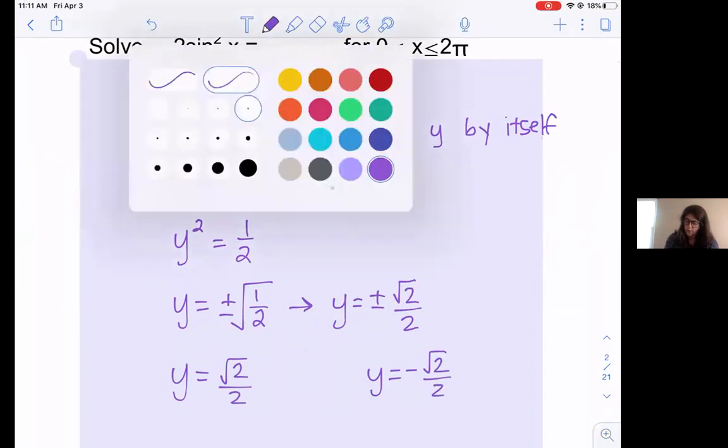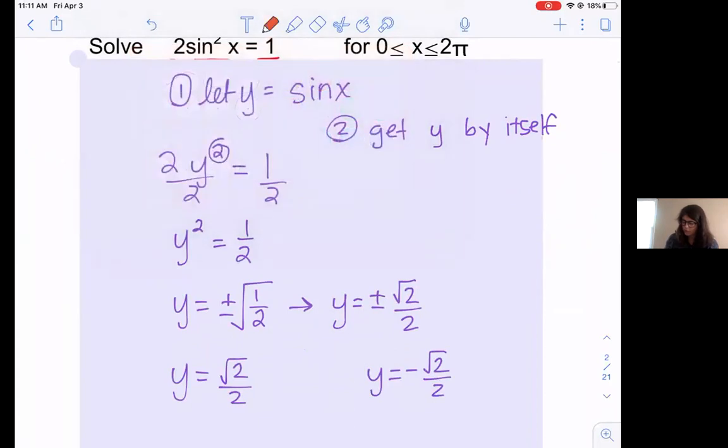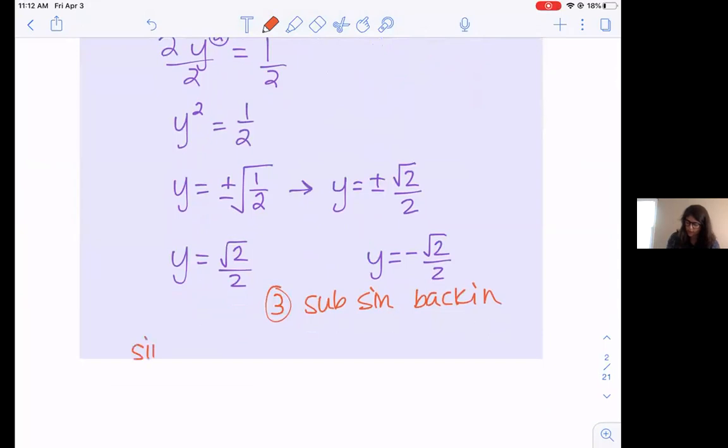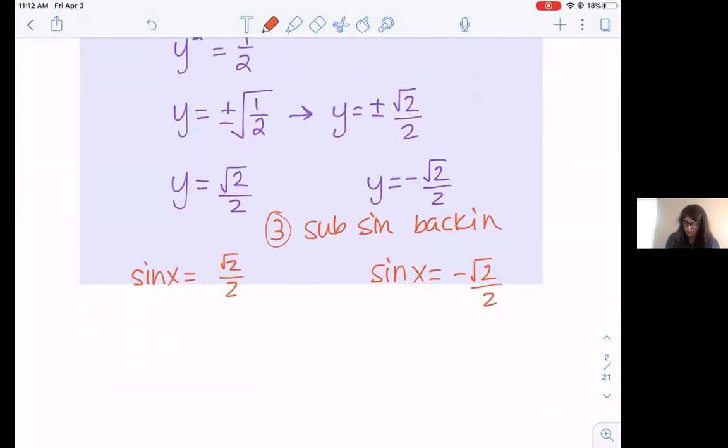So your third step is going to be to sub sine back in. So this is now sine of x equals square root of 2/2, and sine of x equals negative square root of 2/2. So when I get x by itself, I need to use the inverse trig.